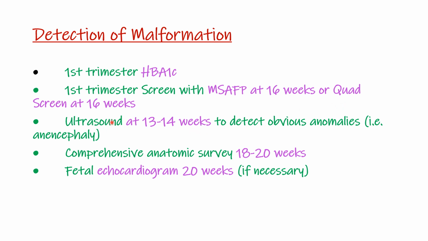You also do an ultrasound at 13 to 14 weeks to detect obvious anomalies such as anencephaly, among others. You can also do a comprehensive anatomic survey at 18 to 20 weeks, and in addition to that, you can do a fetal echocardiogram at 20 weeks if necessary.